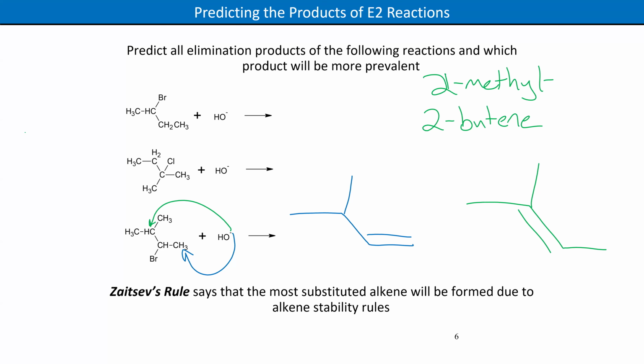And then how about the blue one? Well, how would we name it? We want to keep the numbers as low as possible, right? So would you want to do 1 or 2? 3-methyl-2-butene.